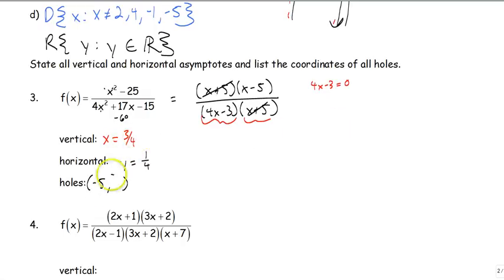Alright, and then finally, to find the coordinate of the hole, we put -5 into the remaining parts. So we have -5 minus 5 over 4 times -5 minus 3. So we get -10 over -23, or 10/23. And we're done with that part.